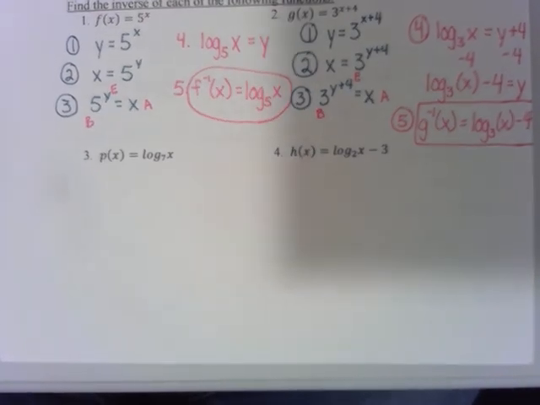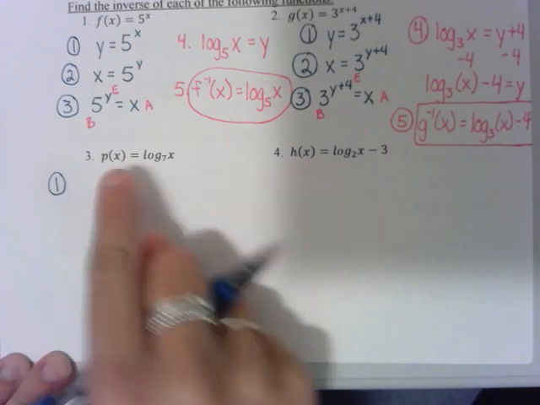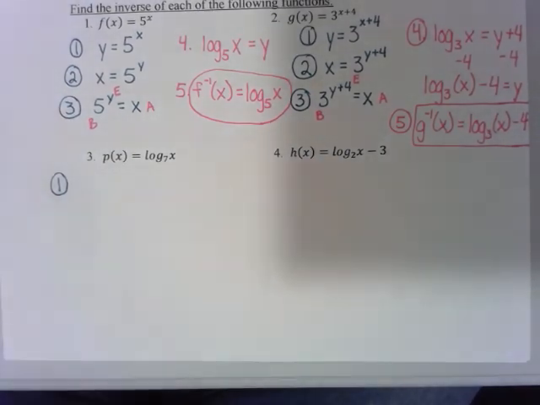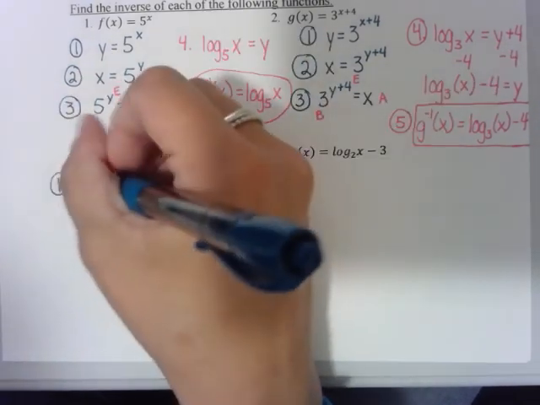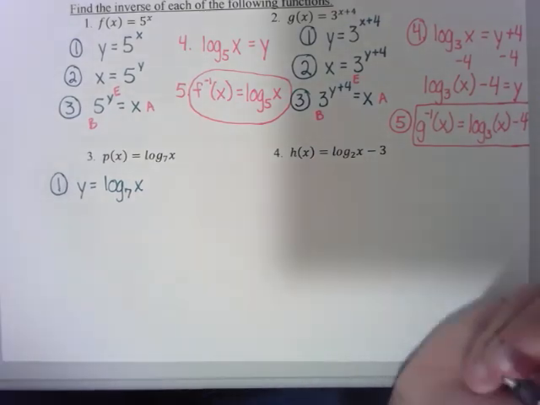So to solve each of these, the first thing that I'm going to do, step 1, is to replace p of x, and it could be any letter out front. It doesn't matter what that letter is, it always means the same thing. So I'm going to change that to y equals log base 7 of x.